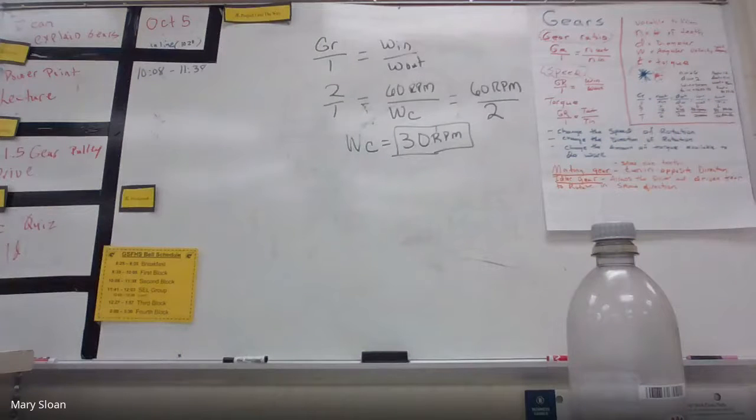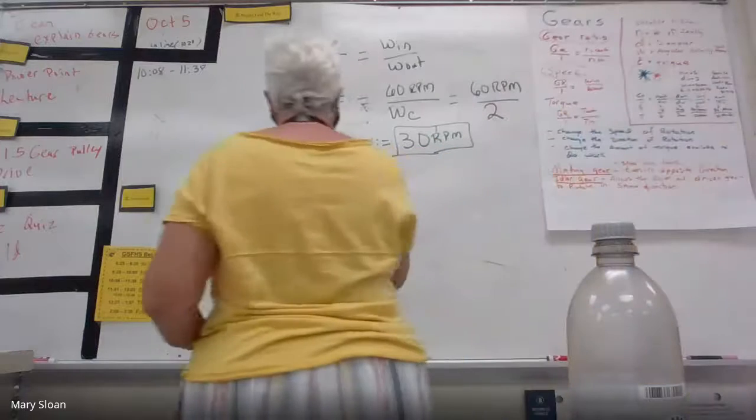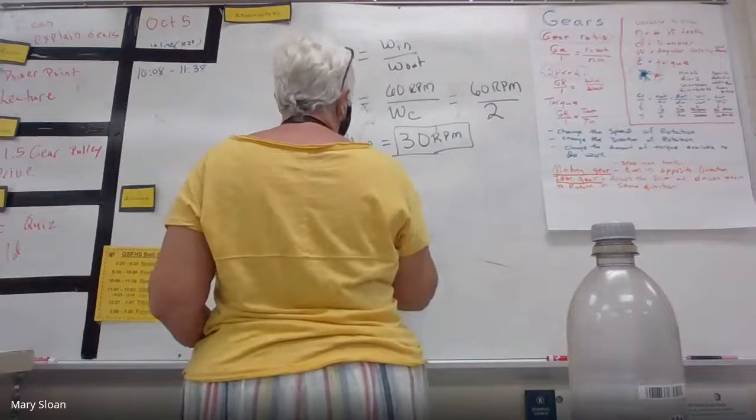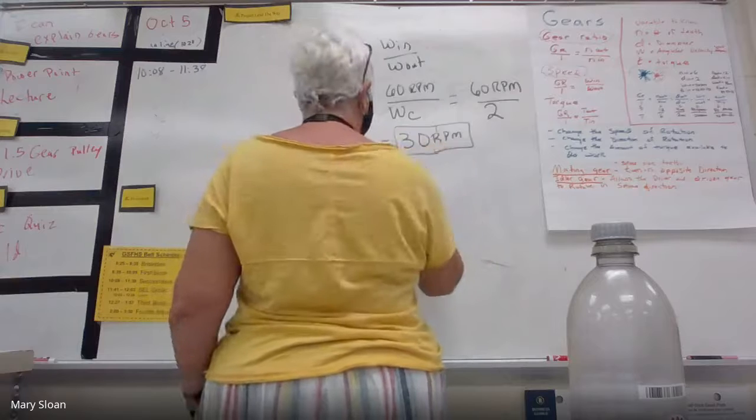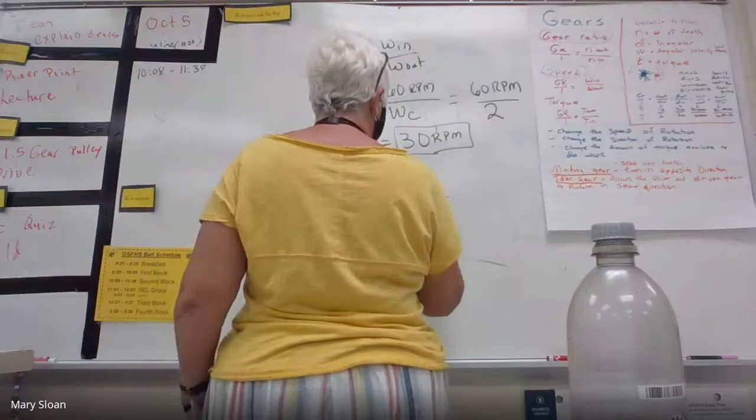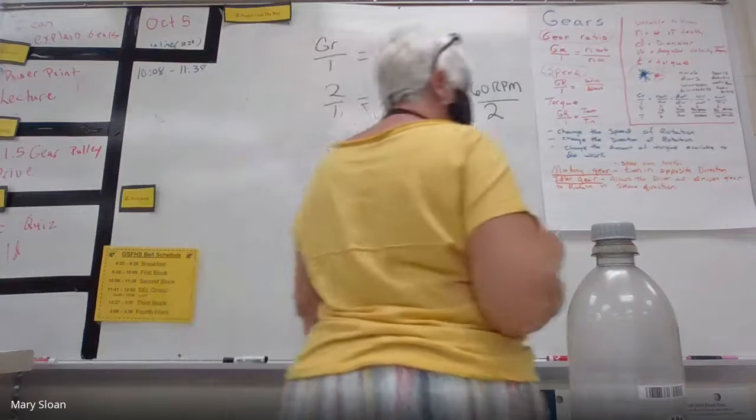Everybody good so far? Okay, so let's look at the next one. It asks us, if the output torque of gear C is 150 pounds, what is the input torque of gear A? Which one are we going to use this time? Torque. So, GR over 1 equals torque out over torque in. Okay?